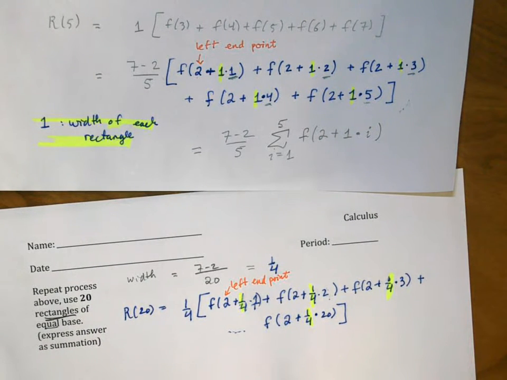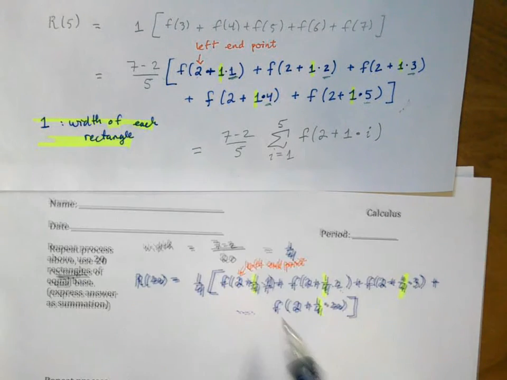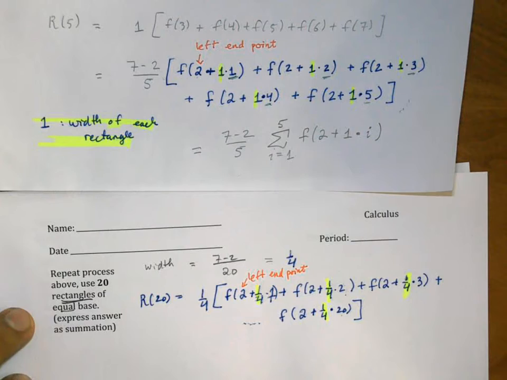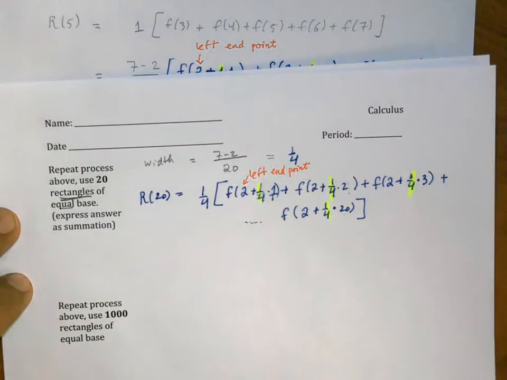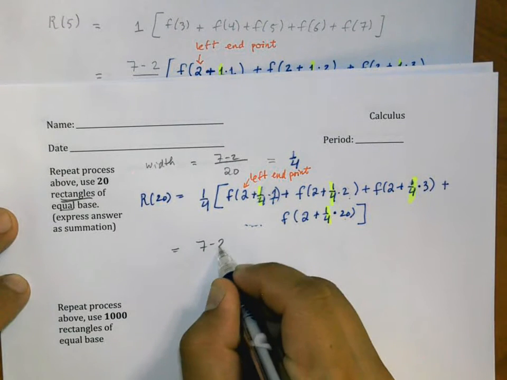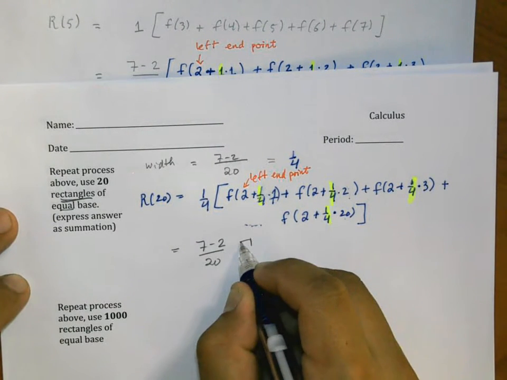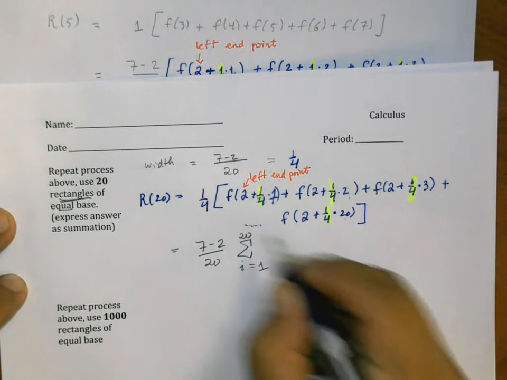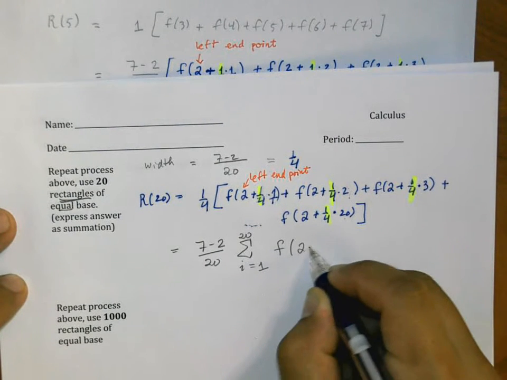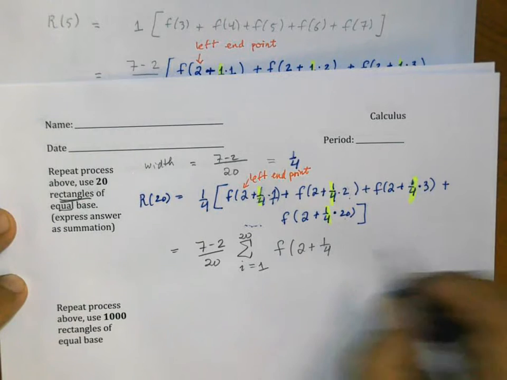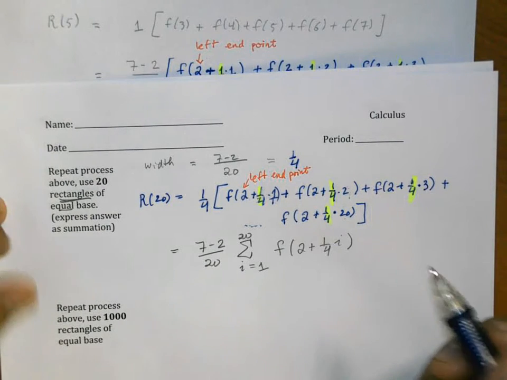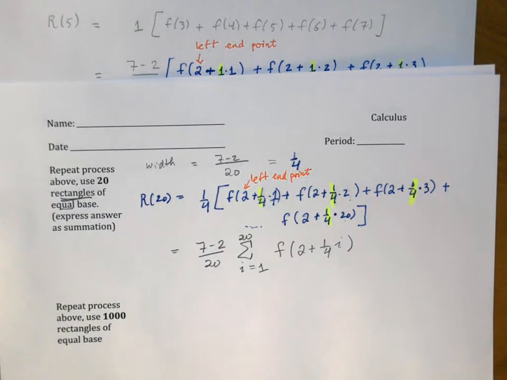Okay. And the only numbers that are really changing here are 1, 2, 3, 4, 5, 6, 7, 8, 9, 10, all the way up to 20. And those are your iterators. So we can write that the sum here is going to equal 7 minus 2 over 20 times the summation of i equals 1 to 20, f of 2 plus 1/4 i. Okay.